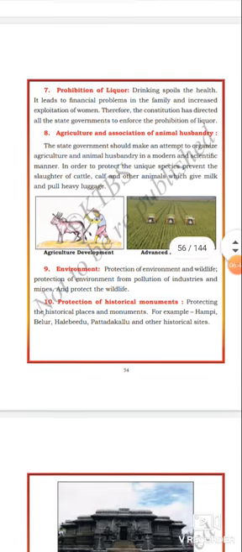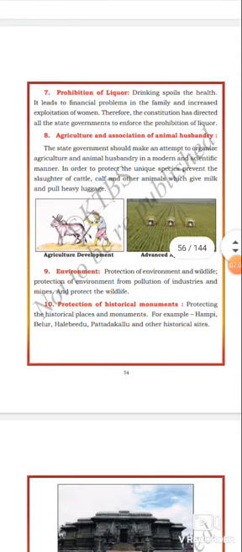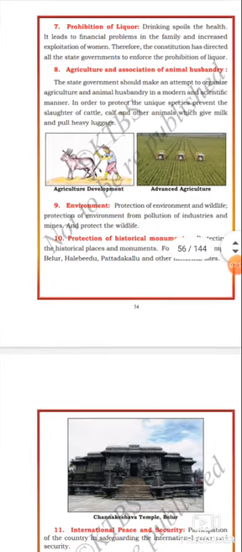Then the seventh point is prohibition of liquor. Prohibition means banned. Liquor means drinks. Drinking spoils the health, you know, right? It leads to financial problems in the family and increased exploitation of women. Therefore, the Constitution has directed all the state governments to enforce the prohibition of liquor. Got it?